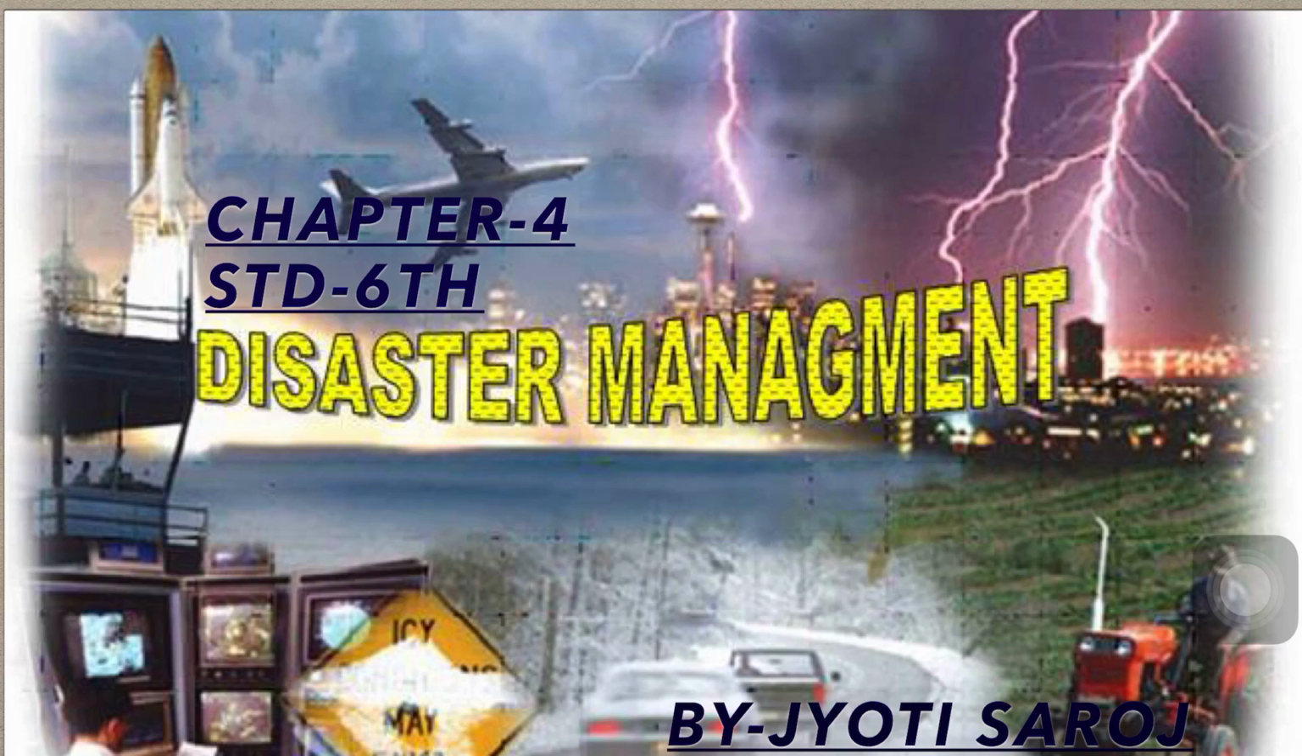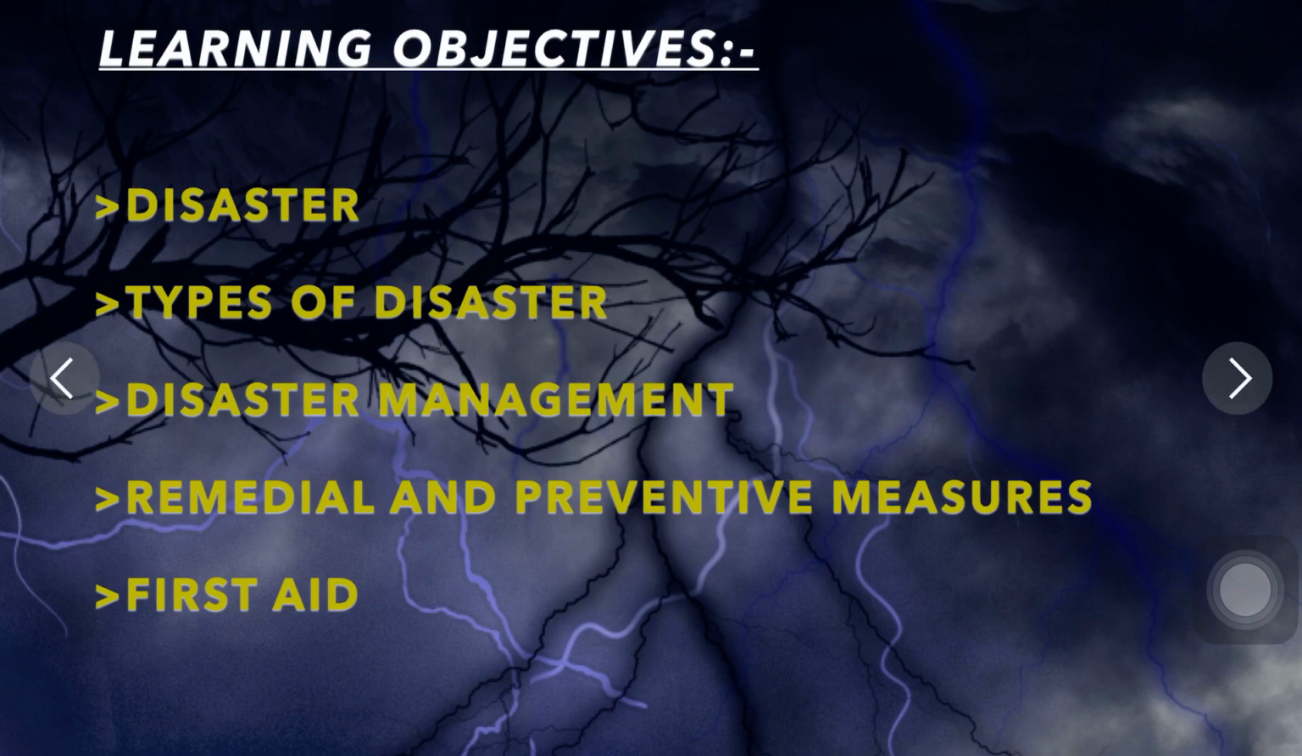So today we are going to start with the new chapter, that is chapter number 4, Disaster Management. Students, before beginning with this module, let us see what the learning objectives of this chapter are. Students, in this chapter you are going to learn about disaster, types of disaster, how to manage disaster, that is disaster management, remedial and preventive measures, and first aid.